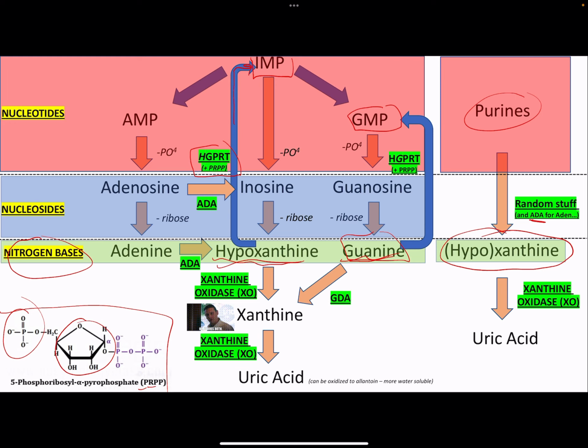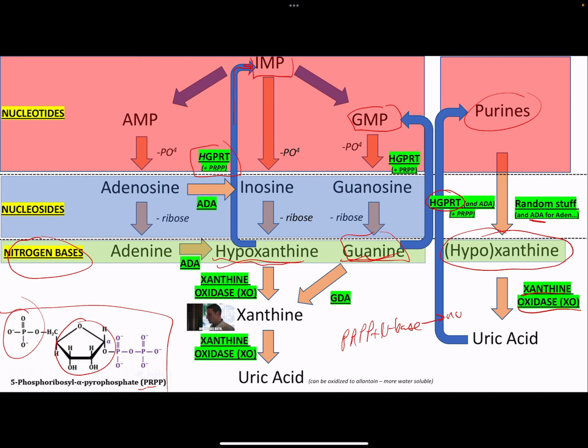So purines become hypoxanthine, and then xanthine via xanthine oxidase becomes uric acid. That is the catabolic side. The salvage side is, maybe we could just recycle this nitrogen base by adding on a PRPP. And so hypoxanthine-guanine phosphoribosyltransferase is going to combine PRPP plus our nitrogen base, and boom, we got a nucleotide. So this is how the salvage is working.